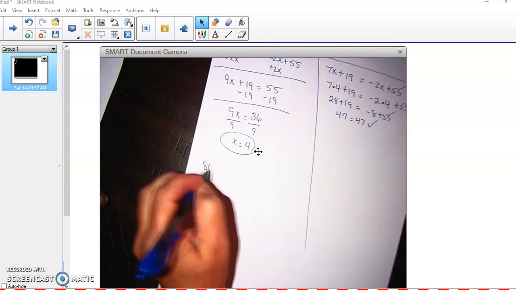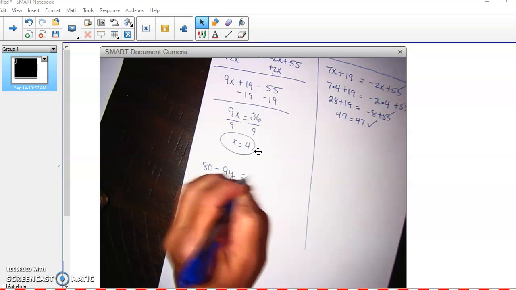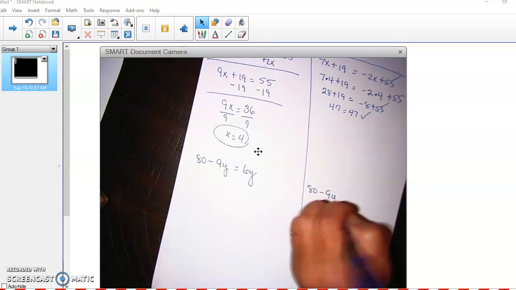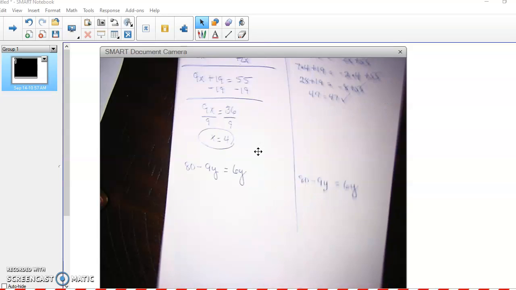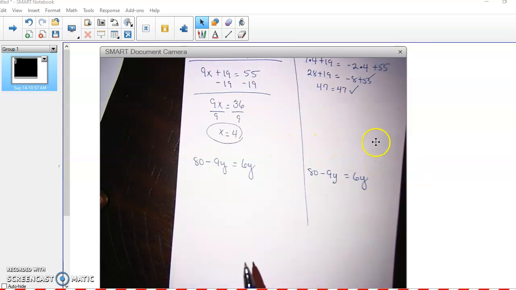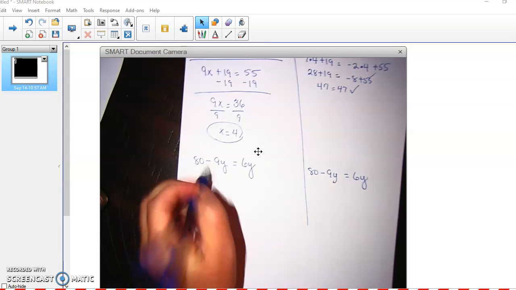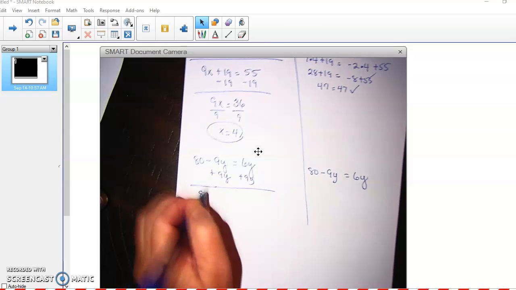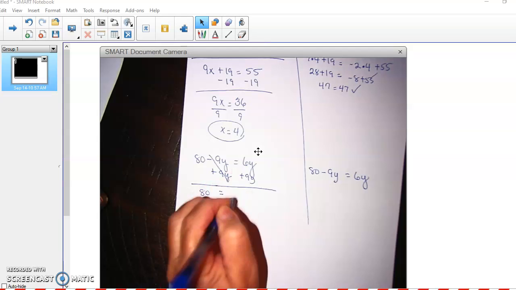All right, the next problem is 80 minus 9y equals 6y. Okay, in this one, I can either move the 6y or the 9y, negative 9y. And like I said earlier, I don't like to deal with those negative signs because I don't want to forget that I have a negative sign there and the variable's negative. So I can either move the 9 or the 6, and I'm going to move this 9. So I'm going to say plus 9y. And then I get 80, and that cancels, equals 9 and 6 is 15y.